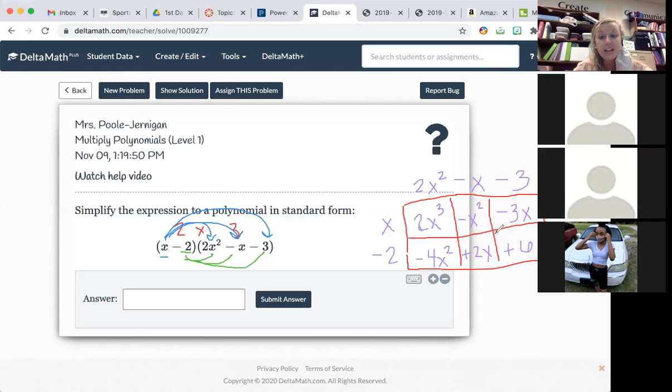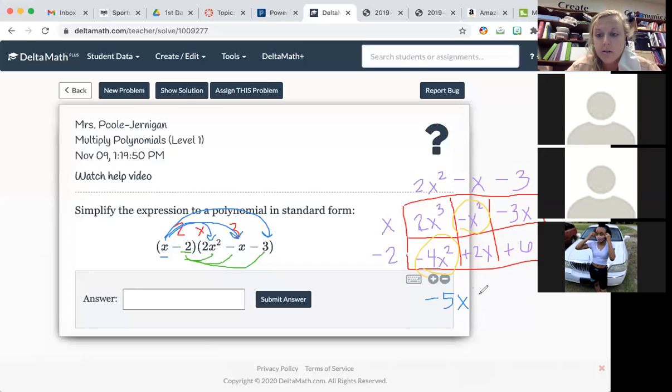So is there anything in these boxes that we can combine? What do you see, Shania? -x squared and -4x squared. Good job. So what do -x squared and -4x squared make? 4x squared. Now I'm multiplying. Remember, when you combine them, you're adding. So what's -4 plus -1? -5. There you go. So that's going to be -5x squared.